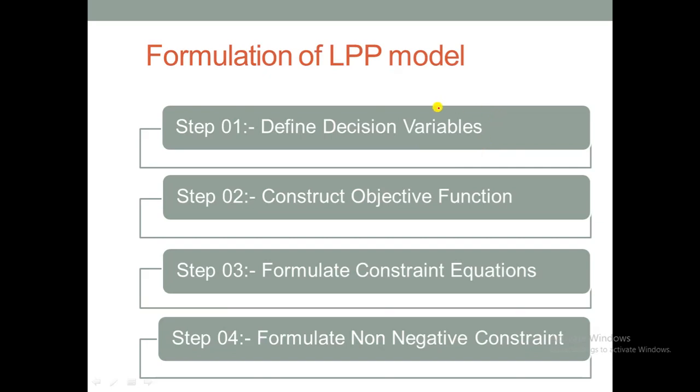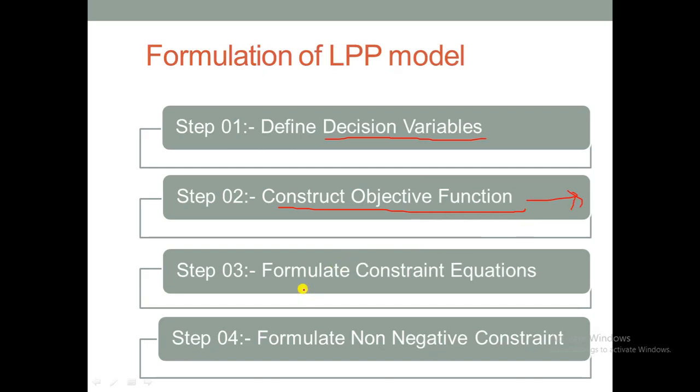By using these decision variables, we are going to construct the objective function. Objective function in the sense of what the objective of that particular problem is, or what the requirement is, or what the solution should be for the particular problem. That is going to be the objective function for the linear programming problem. So the construction of the objective function is done by using the decision variables. Decision variables play a role while constructing the objective function, and this objective function is going to give the solution for the particular problem.